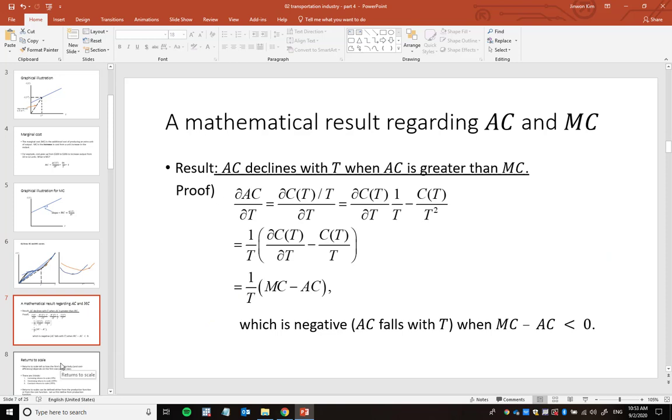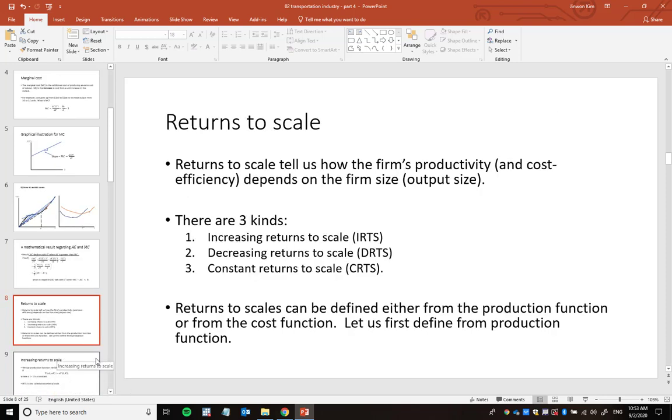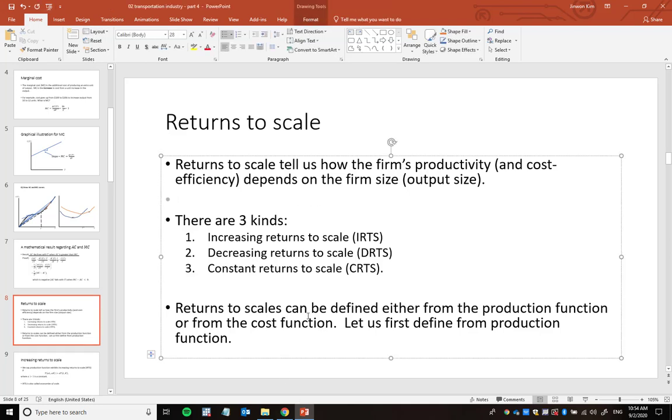So we just reviewed these fundamental concepts that probably you learned from Econ 101. Now, why do we study these fundamental concepts? Because these concepts will be used to understand the transportation industry, which we will discuss in the next week. The last fundamental concept that we will study today is returns to scale. Returns to scale tell us how the firm's productivity or cost efficiency depends on the firm's size. There are three kinds of returns to scale.